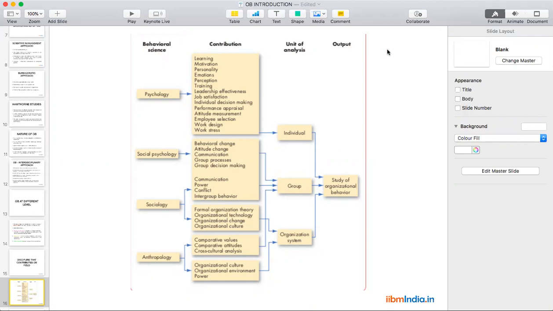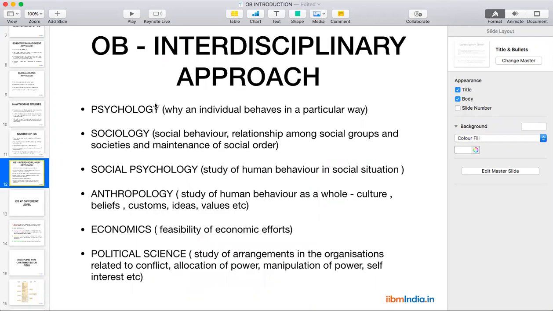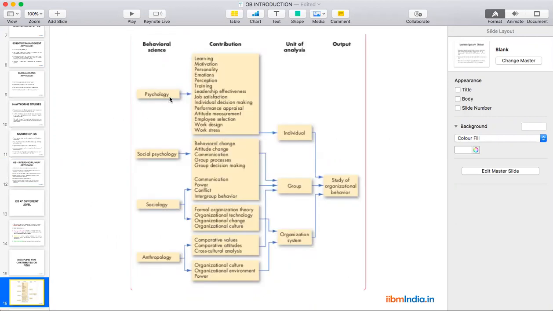Yes, students. So let's proceed now. First of all, we'll discuss psychology. If you remember, last time we discussed that psychology is about why an individual behaves in a particular way. So always remember, psychology is always associated with individual behavior.